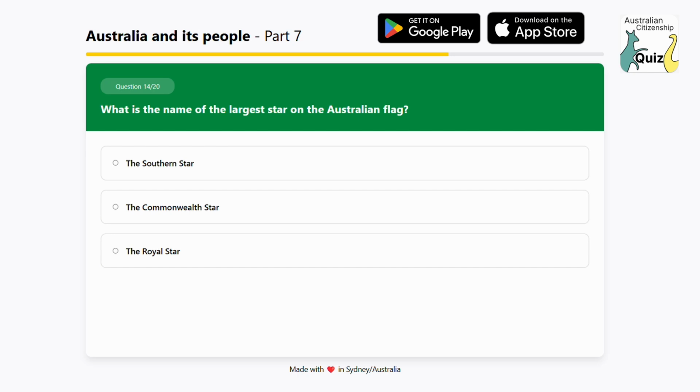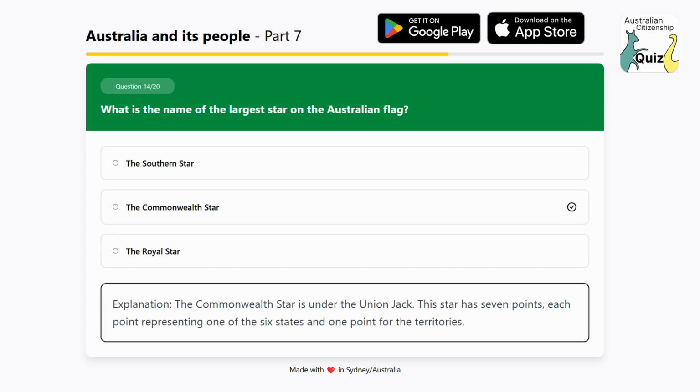What is the name of the largest star on the Australian flag? Option 1, the Southern Star. Option 2, the Commonwealth Star. Option 3, the Royal Star. The answer is the Commonwealth Star. Explanation: the Commonwealth Star is under the Union Jack. This star has 7 points, each point representing one of the 6 states and 1 point for the territories.